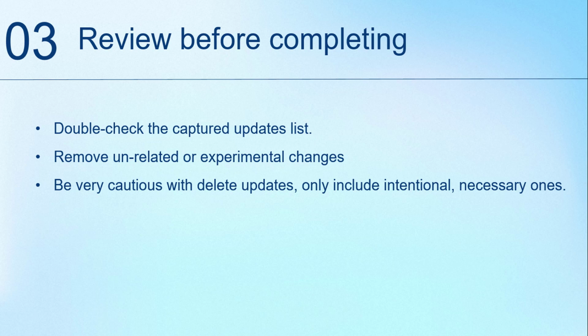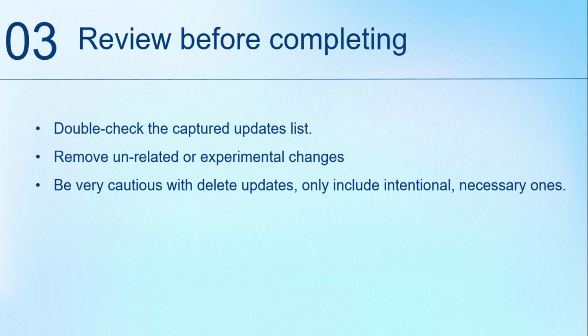So whatever updates got captured, you have to double check whether they are in the right scope or not, because sometimes we forget what we have done. Let's say we're making changes in the global scope. At the same time, we selected another application scope and made changes, and by mistake that got captured in the global scope.